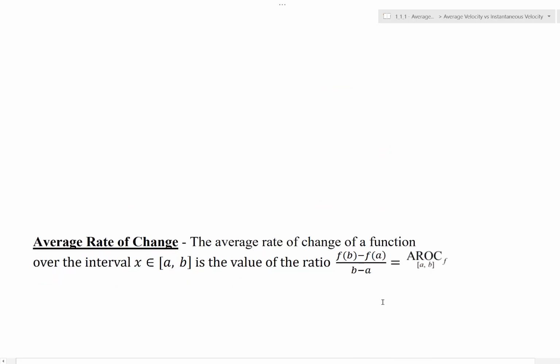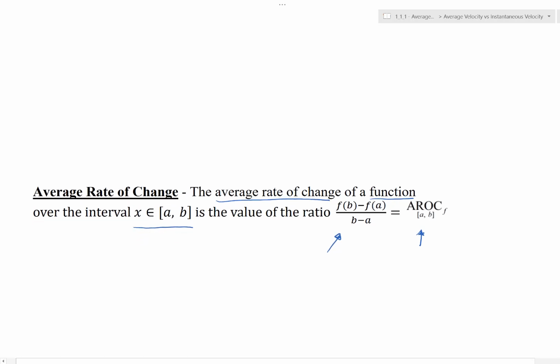Now, in particular, we're interested in the average rate of change. Remember that the average rate of change of some function over some interval, say from a to b inclusive, is the value of the ratio right here, f of b minus f of a, the change in the output values, divided by b minus a, the change in the input values. Sometimes we denote that by AROC for average rate of change of the function f, subscript, over the interval right below there, a to b. So we're interested in this because it has to do with average velocity, as we'll see.